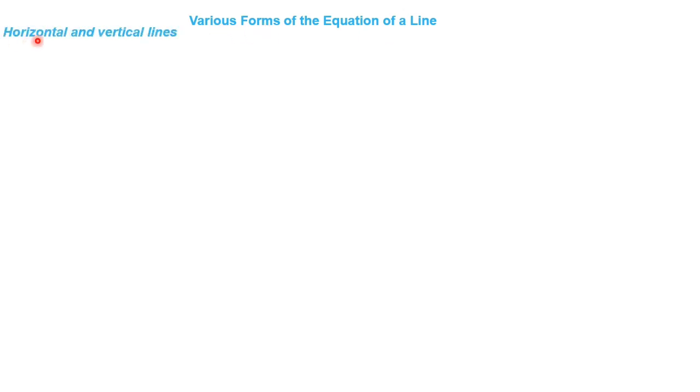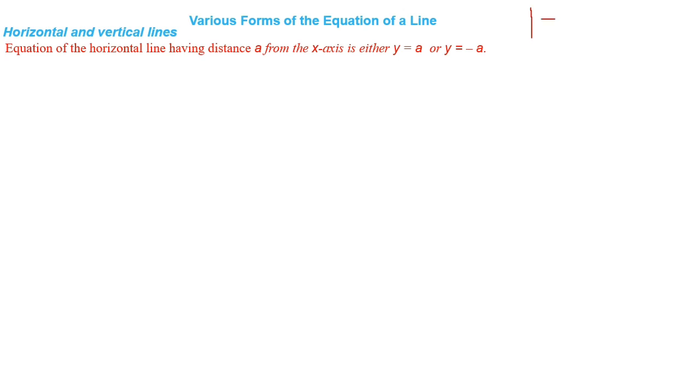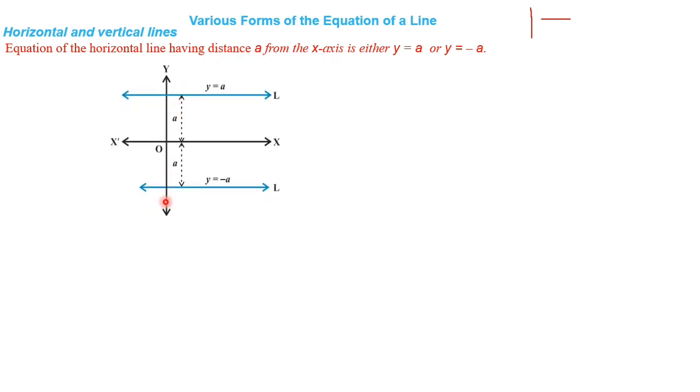The first one is horizontal and vertical lines. The equation of a horizontal line having distance a from the x-axis is either y is equal to a or y is equal to minus a. Generally there are two types of lines: this is the vertical form and this is the horizontal form. First we are doing the horizontal line. The equation of a horizontal line having a distance a from the x-axis has this form. This is the x-axis, and as I said, a horizontal line runs this way.